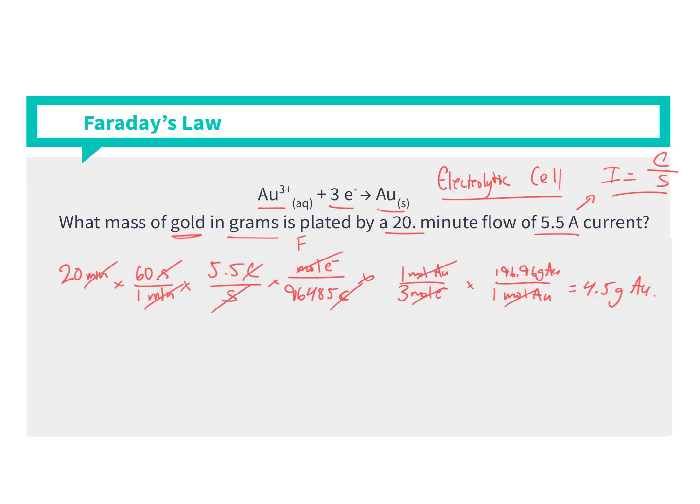In a problem like this, we can see that if I make an electrolytic cell and I run a 5.5 amp current through it for about 20 minutes, I'm able to plate 4.5 grams of gold onto another piece of metal. So this is what they actually do in real life in order to get gold-coated jewelry, or maybe even a steel-coated pan or something like that.